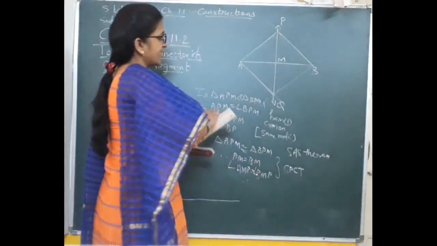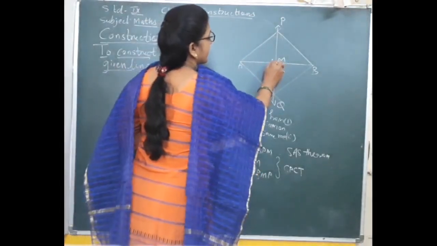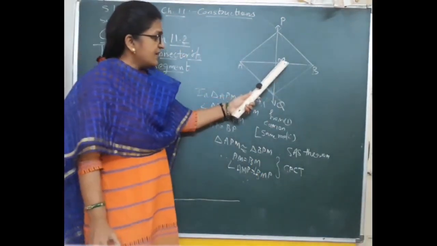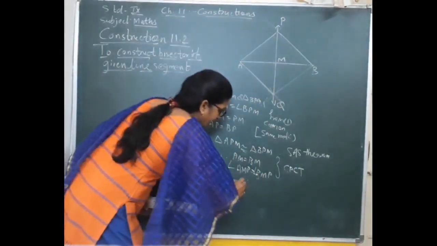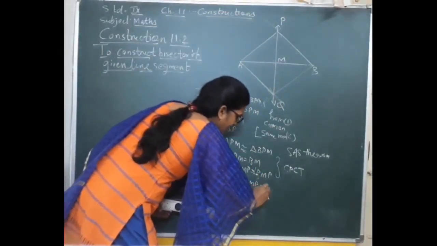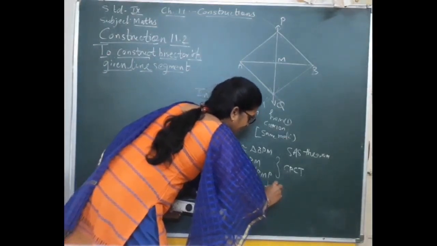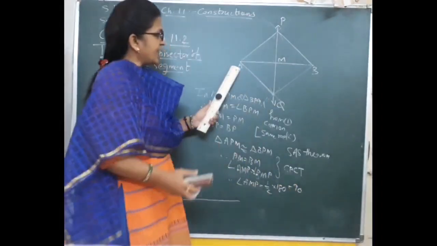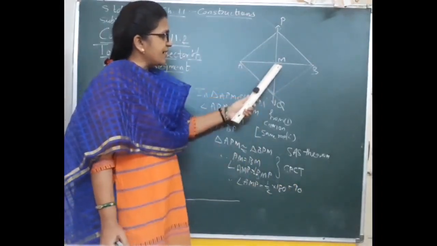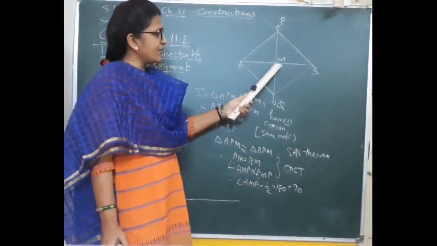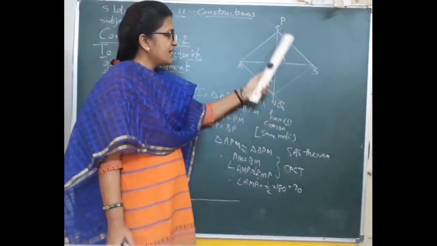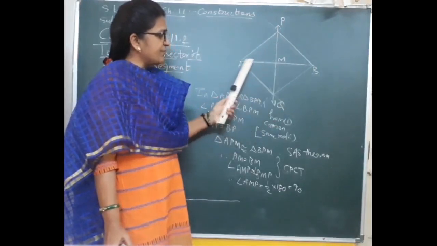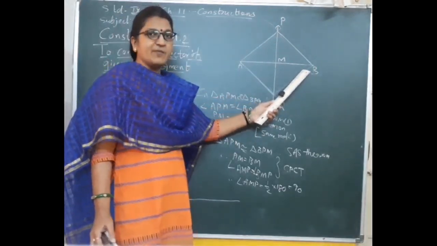Now angle AMP plus angle BMP is equal to 180 as they form a linear pair. Therefore, angle AMP is equal to half of 180, which is 90. So angle AMP as well as angle BMP is equal to a right angle, and M is the midpoint of AB, and therefore this PQ is the perpendicular bisector of line segment AB.